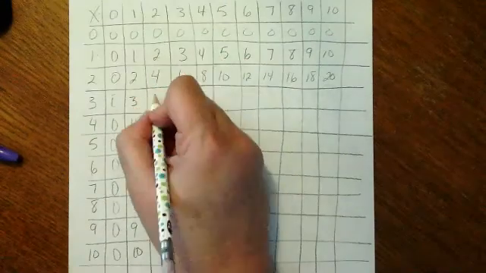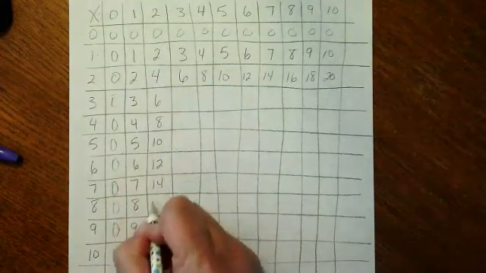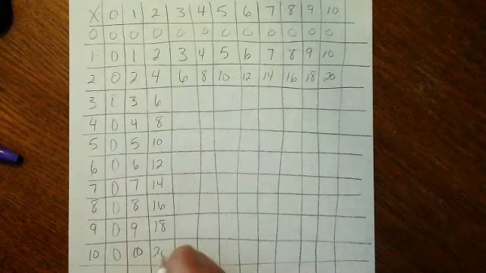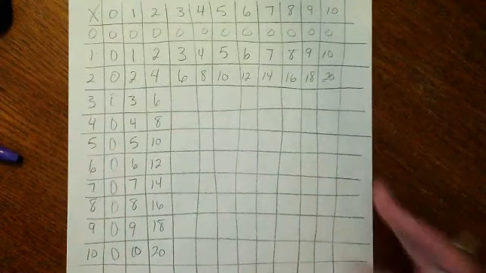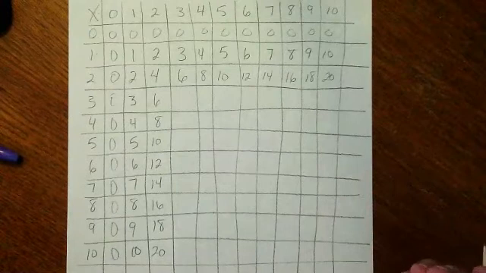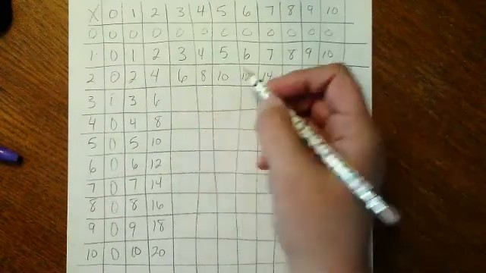So 2, 4, 6, 8, 10, 12, 14, 16, 18, 20. All right, let's do our 5s and our 10s because we know how to count by 5 and we know how to count by 10. So let's fill in all the easy ones first.